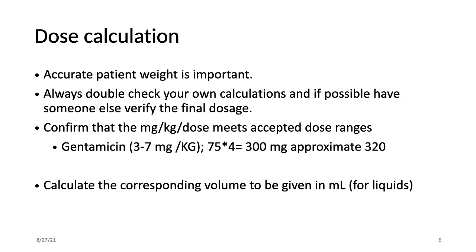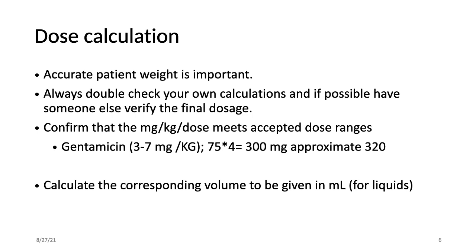In calculation, accurate patient weight is very important. General estimation sometimes could be wrong. Always double check your own calculation, and if possible, have someone else verify your final dosage. Confirm that the milligram per kg per dose meets the acceptable dose range. For example, gentamicin, the dose ranges from 3 to 7 milligrams per kg. If a patient weighs 75 kg and you are giving 4 milligrams per kg, the calculated dose will be 300.